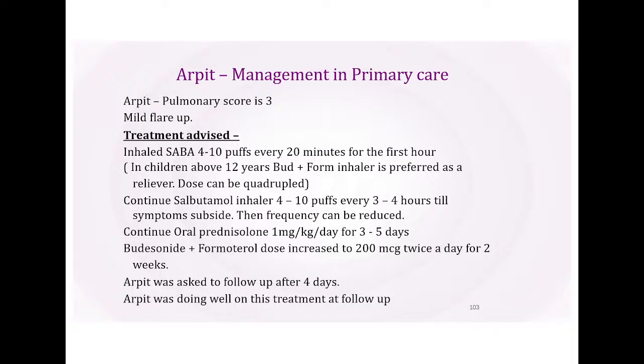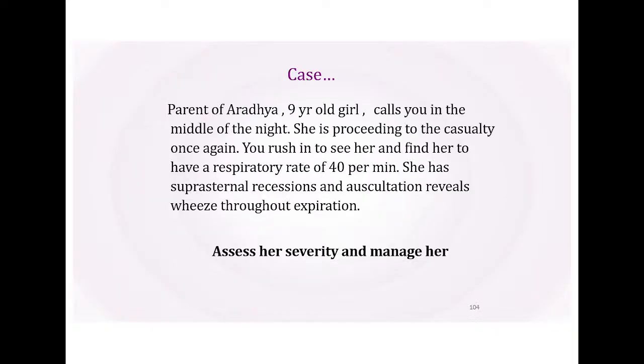So Arpit in pulmonary score is 3, mild flare up, treatment advised are inhaled SABA, which we have advised, and continuous salbutamol inhaler. Oral prednisolone already has been started 1 mg per kg per day for 3 to 5 days, and budesonide formoterol dose increased. So we have to step up because the child has got acute mild exacerbation. So we have to step up the management, like 200 microgram twice a day for 2 weeks, and Arpit was asked to follow up after 4 days. Arpit was doing well on his treatment at follow up, so we will continue this treatment.